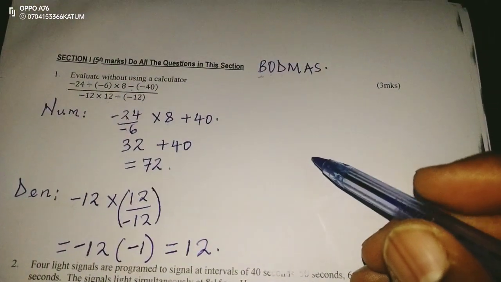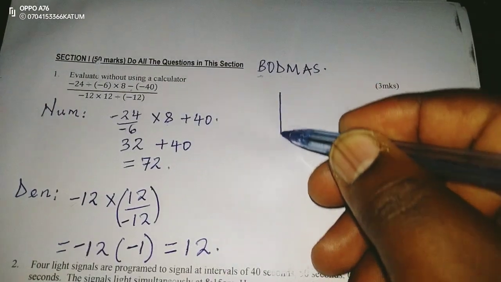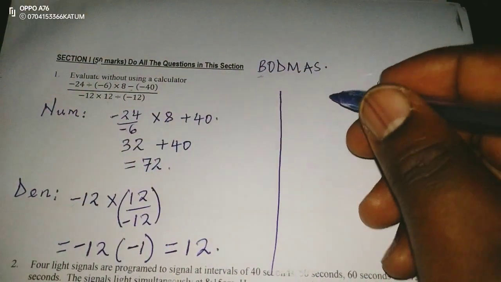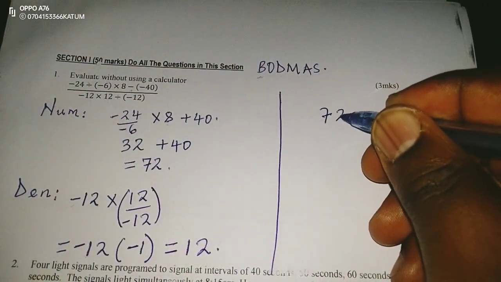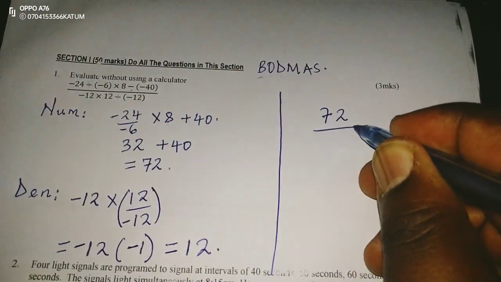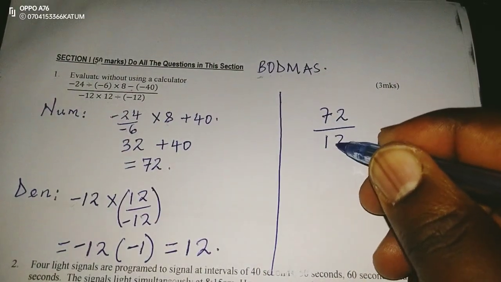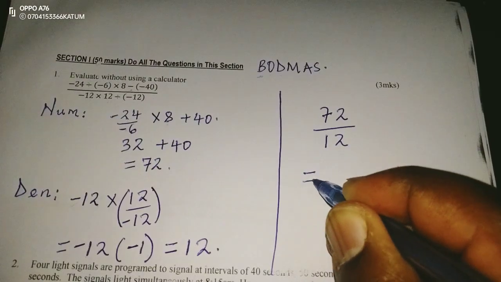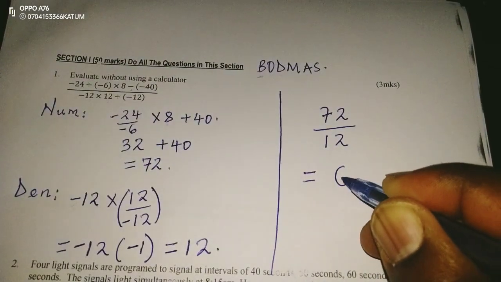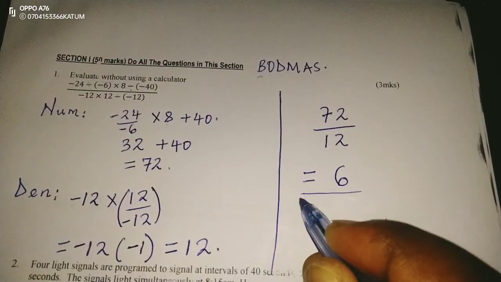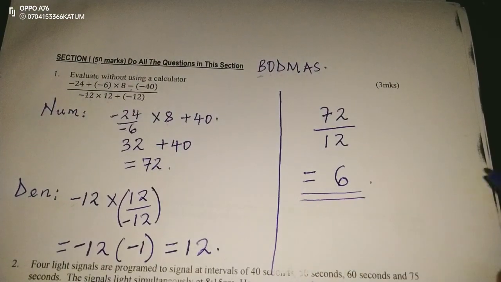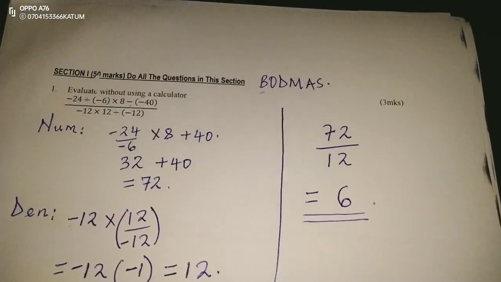So now, for me to get the answer, I'm supposed to combine the answer from the numerator and the answer from the denominator. And this gives us exactly 6. So the answer is positive 6.